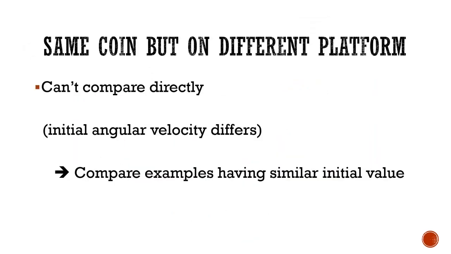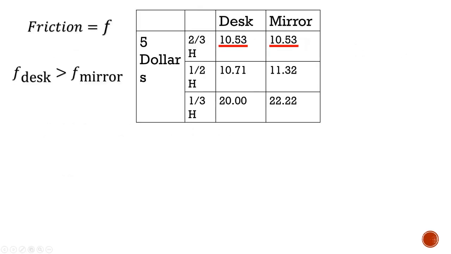In the last part, this is what the equation part didn't cover, because the equation part deals with the ideal case, but in reality we have to deal with friction. So we chose 3 platforms, which means 3 frictions, and similar to the last part, we can't compare them directly, so we have to choose examples which have similar initial velocity. This time I chose the $5 on the desk and on the mirror. The friction on the desk is obviously larger than the friction on the mirror.